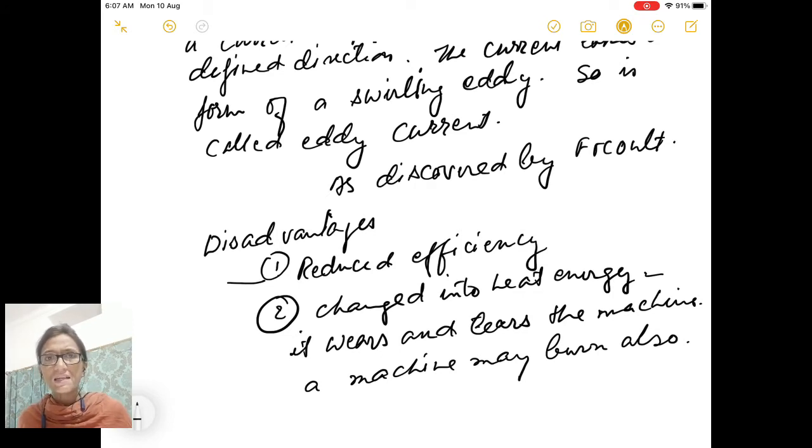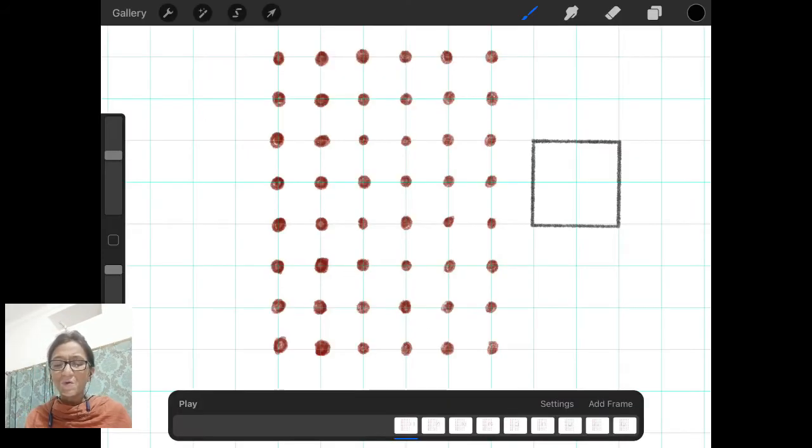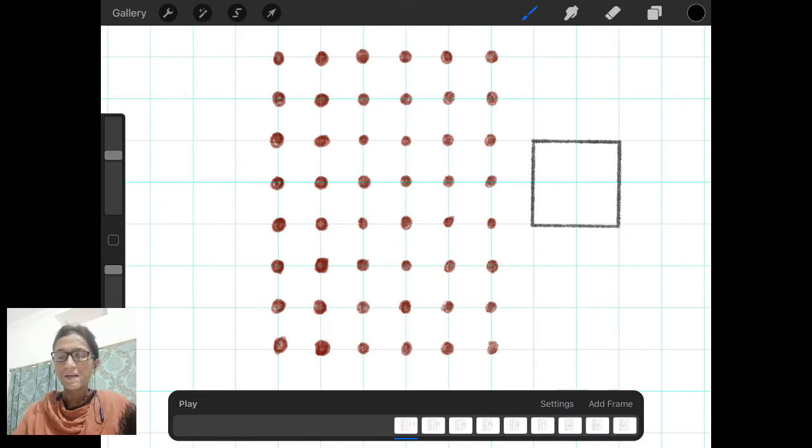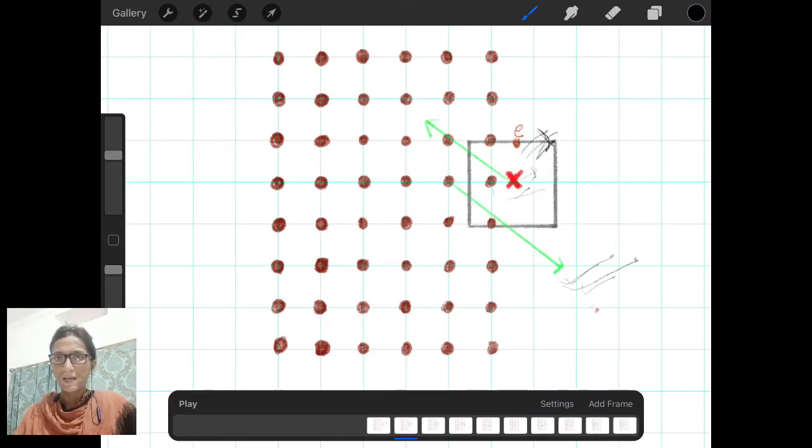There are some advantages also, I will discuss them. Here you have a rectangular mesh of wire which is outside the magnetic field, so there is no current. Now as it enters the magnetic field, you can see that magnetic field lines increase through this rectangular wire mesh. So to oppose the increase of magnetic field lines, it has created a magnetic field in the opposite direction, and a current is constituted in this rectangular mesh.